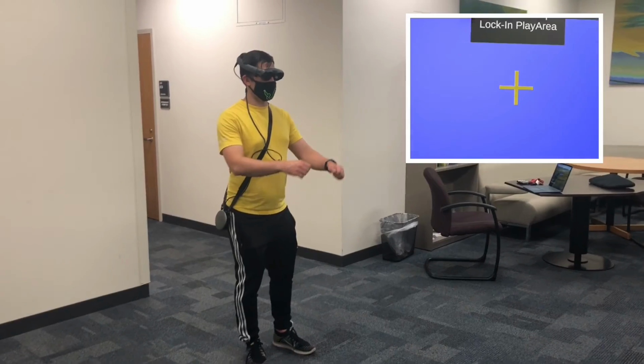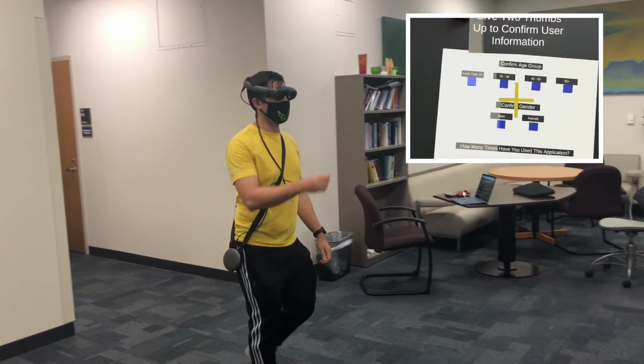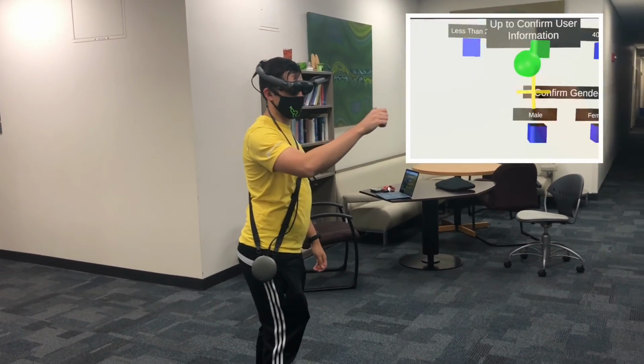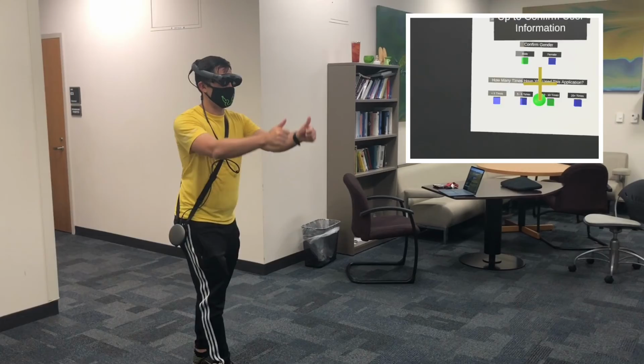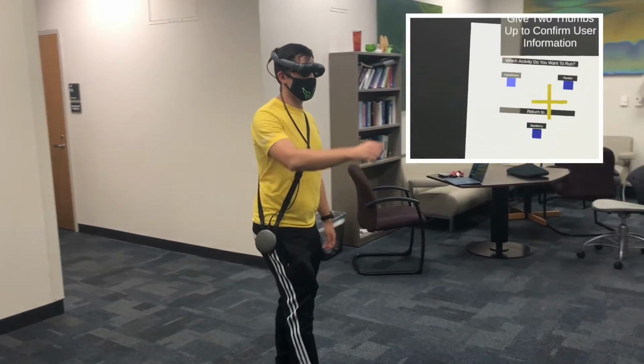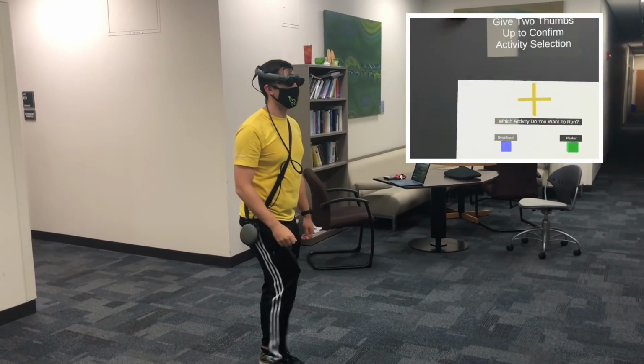So Mike is wearing the headset. He is running the team application. He is going to confirm his play area with 2 thumbs up. Now he's just going to fill in a few demographic questions for us for our own analysis later with the team database. And then for the purpose of this video, we are only going to run the flanker activity just to showcase some of the features of that specific activity.